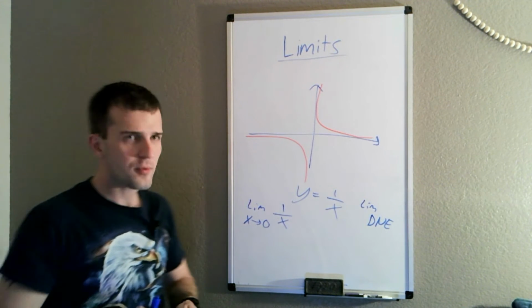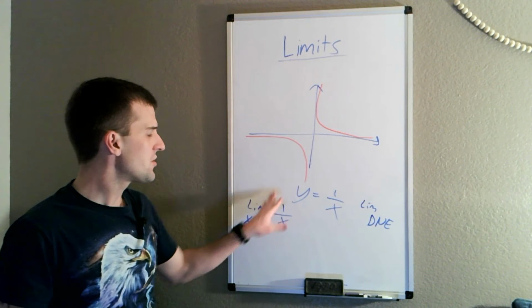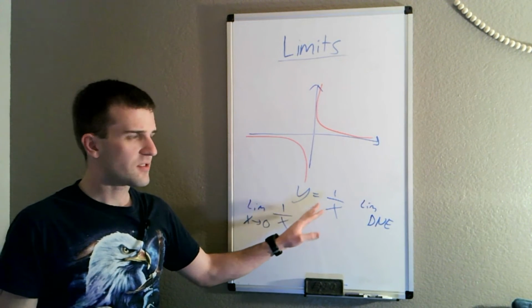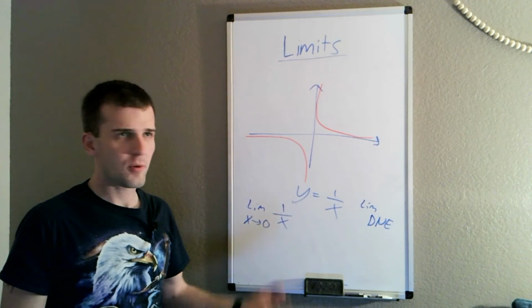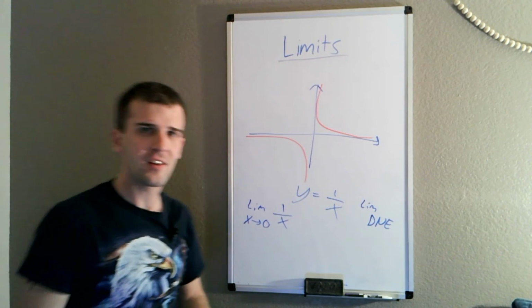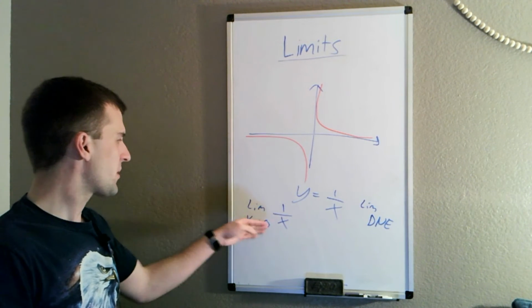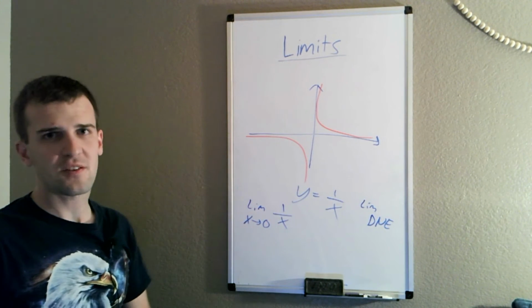And a lot of the problems with limits are going to deal with situations where the function, when you plug the number in, is going to get some weird value or get 0 over 0 or infinity over infinity or something along those lines. In this case, we can't just plug it in because 1 over 0, you can't divide anything by 0, so it's undefined.